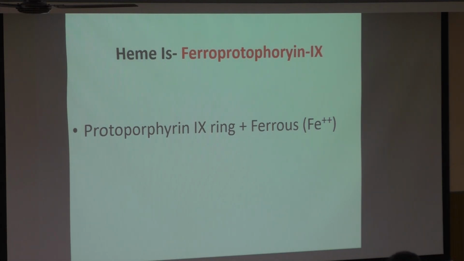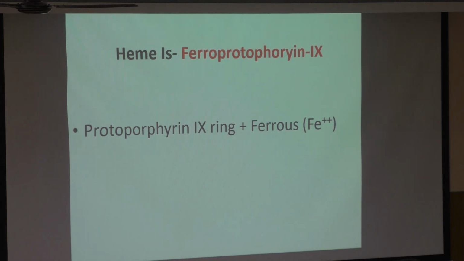That we will discuss extensively when we discuss heme synthesis, and what the structure of this protoporphyrin is. Iron will just be added to this protoporphyrin ring, and then it will form the heme. A little bit about this iron: plus 2 is ferrous, and plus 3 is ferric.